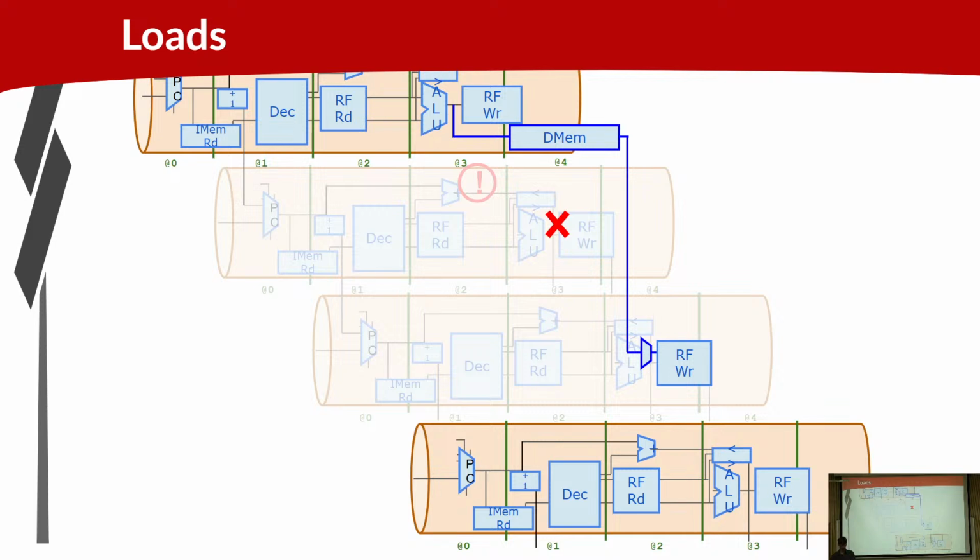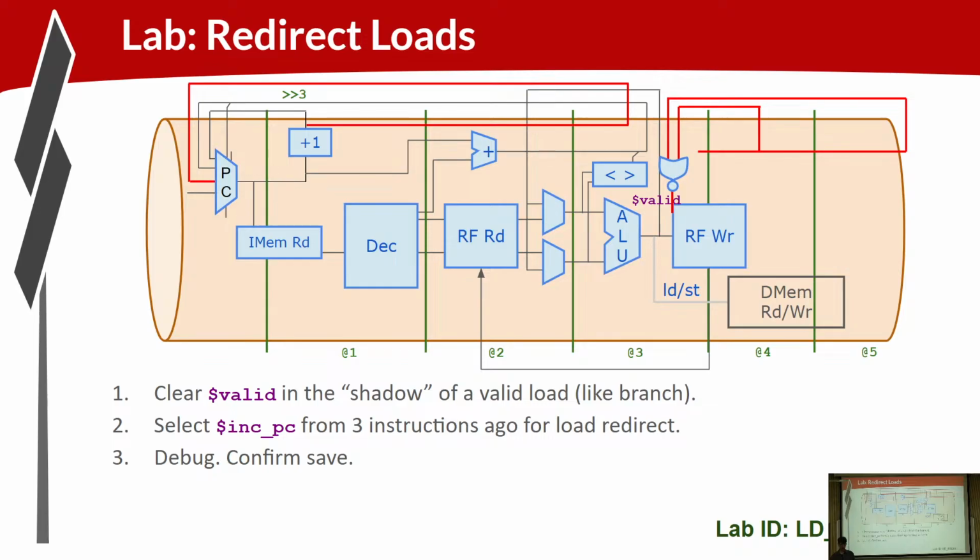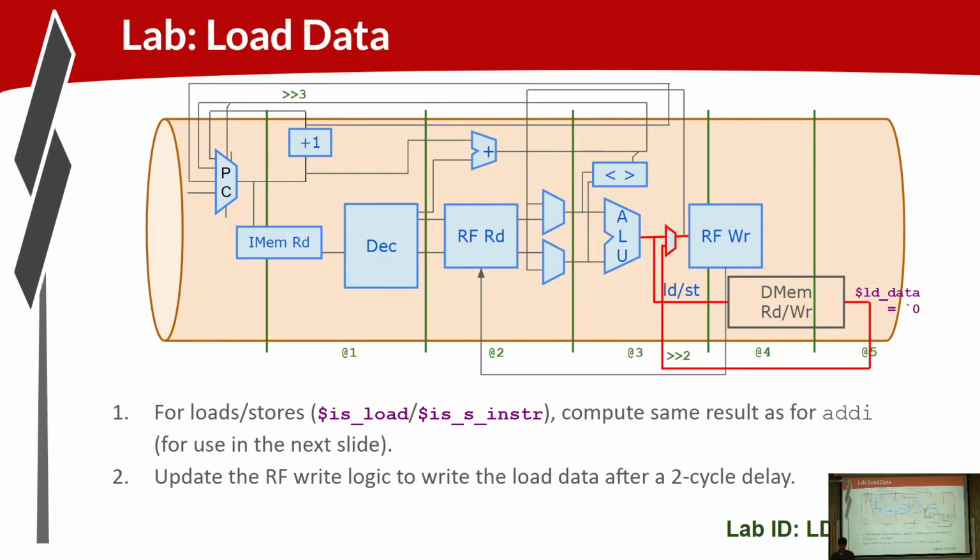Then we created this similar shadow for loads. Right now, you should be at this point where we have the load shadow created, meaning we have invalidated the instructions in the shadow of the load, the 2 instructions after a load. Now we can add in the memory. First step here, if everybody's up and has their code and is ready to go. Looks like it.